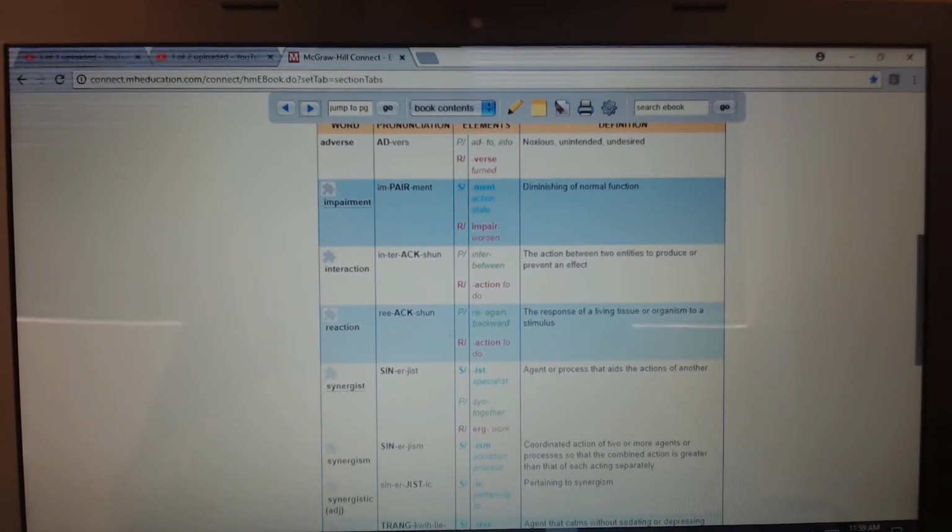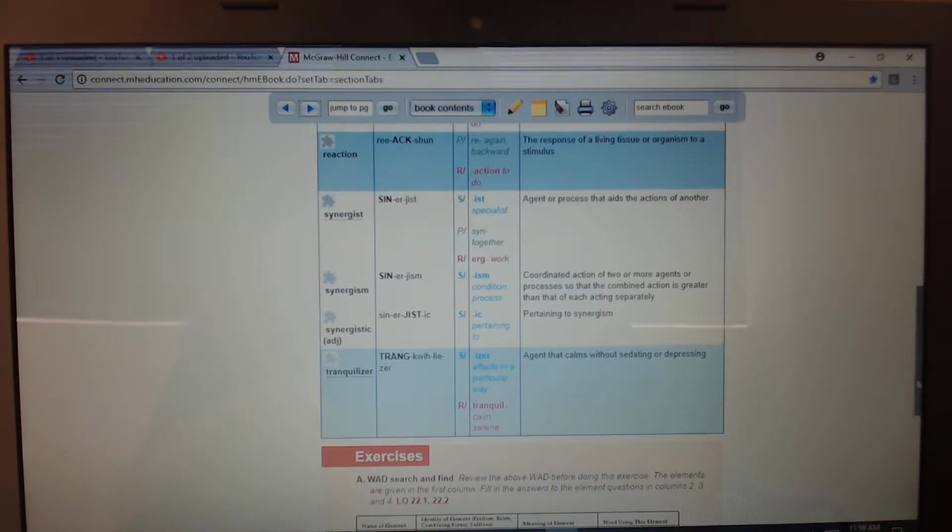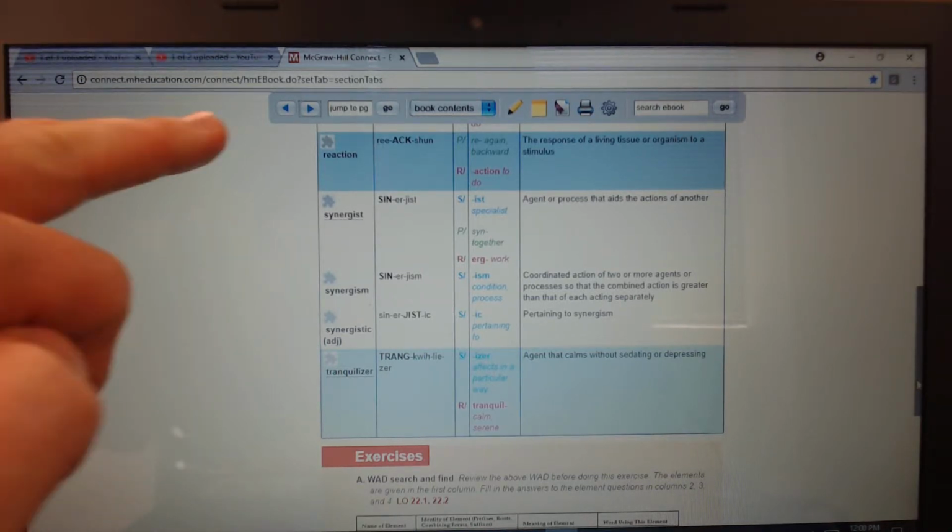Synergist, synergism, synergistic. Erg means to work. So synergist, an agent or process that aids the actions of another. Synergism is coordinated action of two or more agents or processes so that the combined action is greater than each acting separately. Tranquilizer. Tranquil means to calm or serene. Izer is a suffix that affects in a particular way, an agent that calms without sedating or depressing.